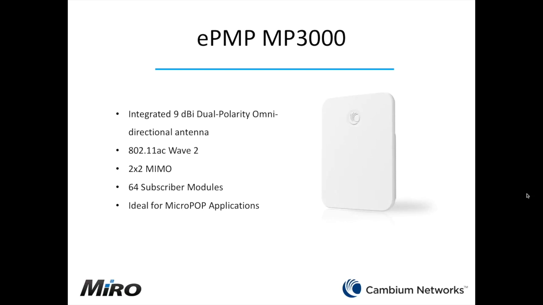The only difference is instead of it being a connectorized unit whereby you can select whatever antenna you want, it is actually an integrated unit. So this comes standard with an 8 dBi, 9 dBi dual polarity omnidirectional antenna built in. So also 802.11 wave 2, 2x2 MIMO, and can serve up to 64 subscriber modules.